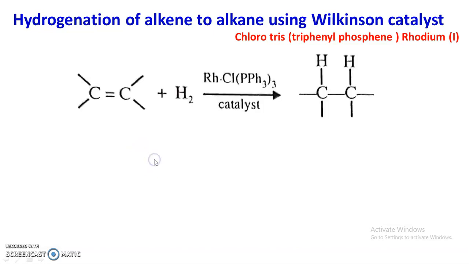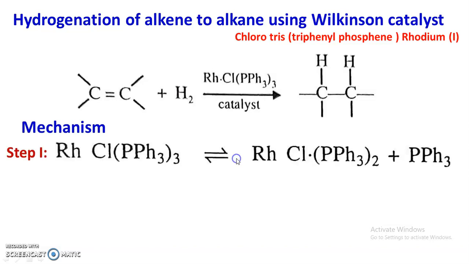Now, during hydrogenation of alkene to alkane, the alkene is treated with hydrogen in the presence of Wilkinson catalyst, that is chlorotris(triphenylphosphine)rhodium(I). Then we get an alkane. There is a formation of alkane. Now, what is the mechanism of this reaction? This reaction actually follows 5 steps.